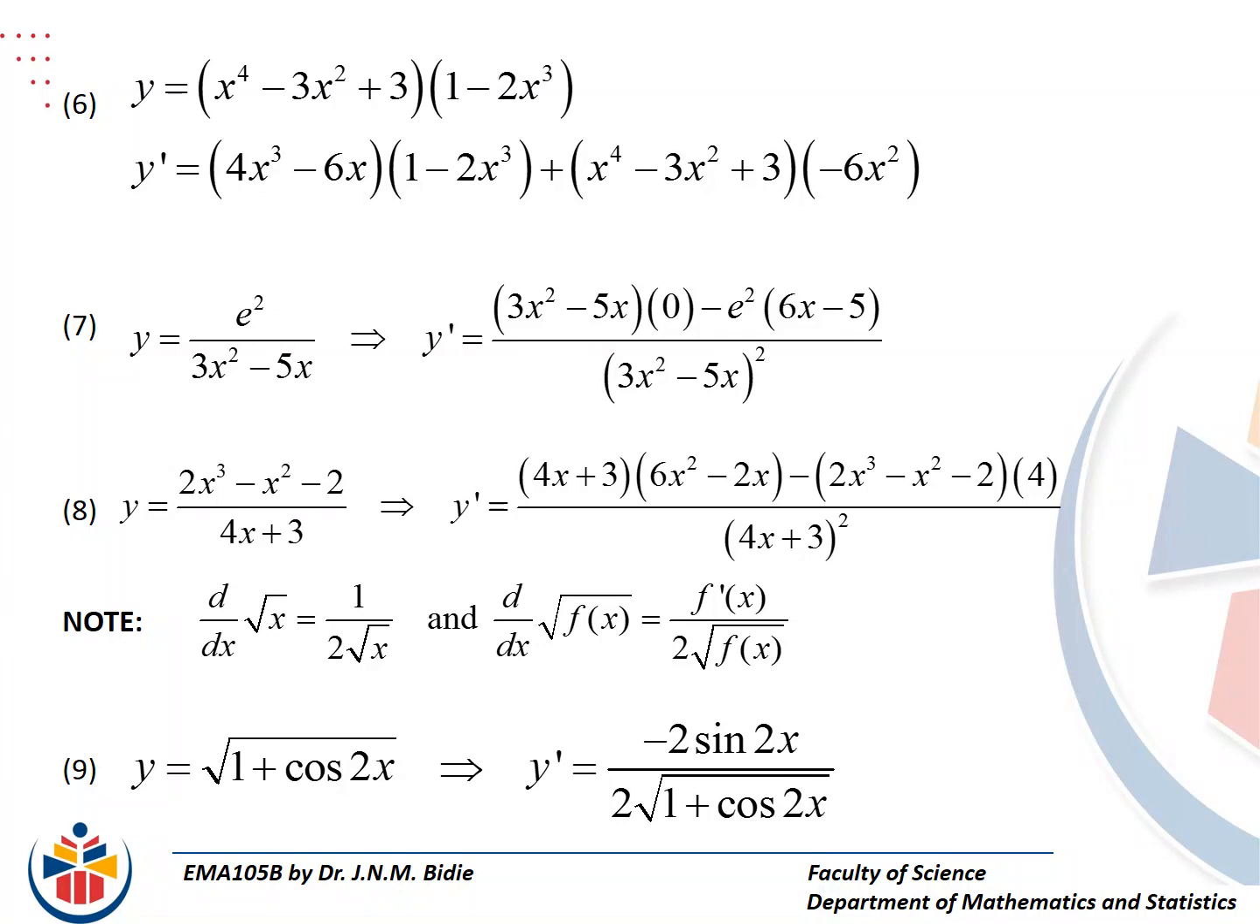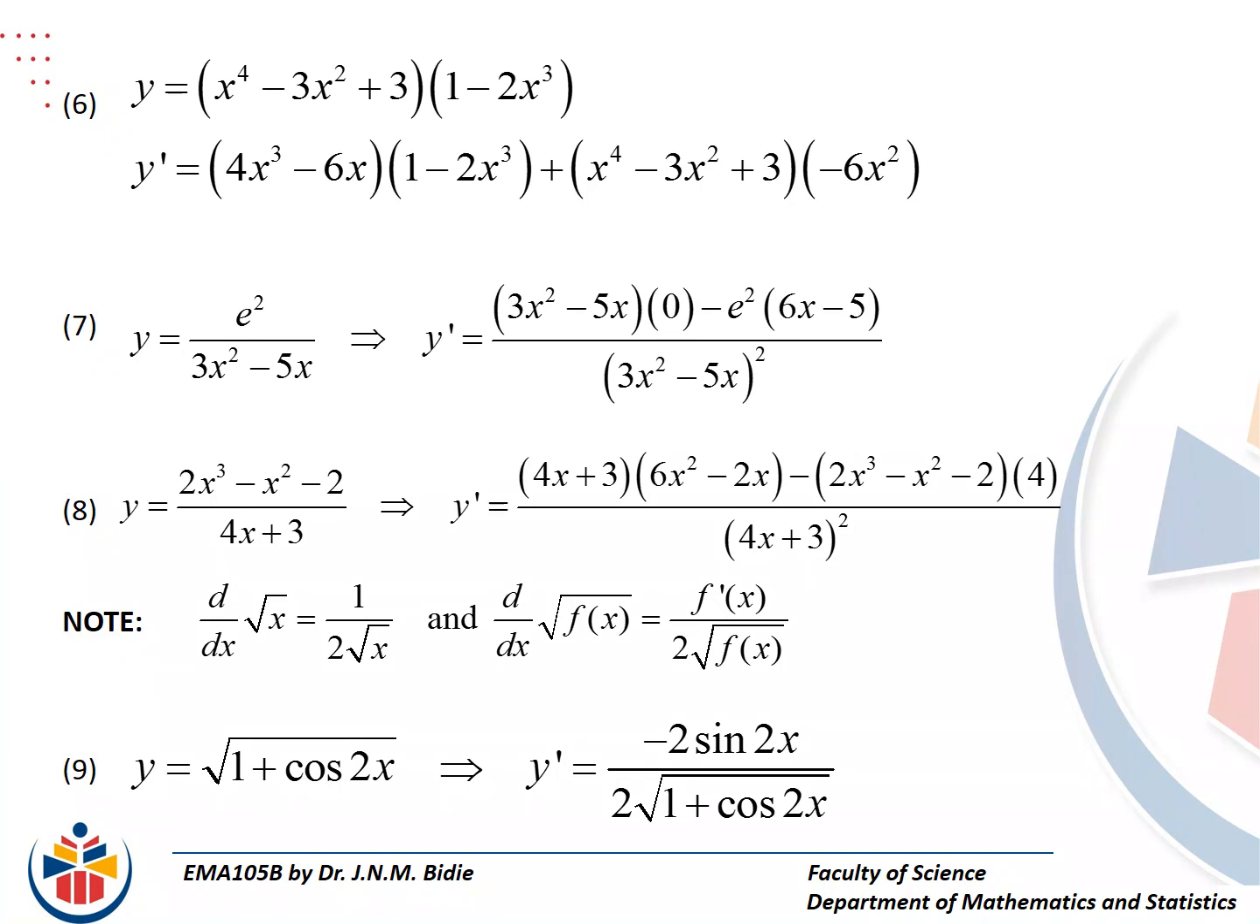As you can see, this is a quotient and you cannot simplify it. So, the quotient rule says, when you're trying to find the derivative of a quotient, denominator up first. So we take 4x plus 3 up, multiplied by the derivative of the numerator. So 2x cubed gives us 6x squared, minus the derivative of x squared gives us minus 2x, and the derivative of minus 2 is 0.